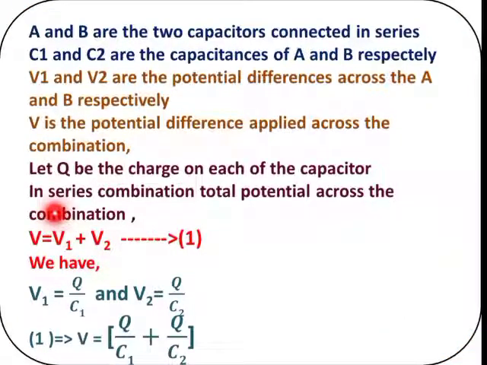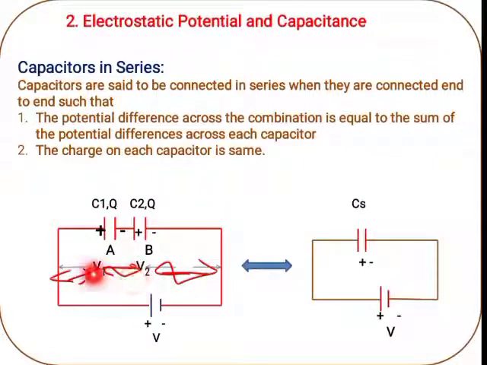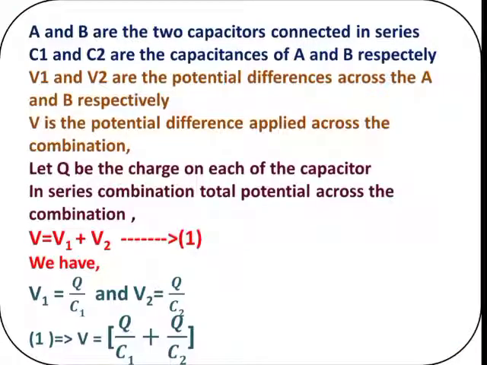Then in series combination, total potential across the combination means V is equal to V1 plus V2. We have to add these two potentials to get the total potential. So V1 plus V2, call it equation number 1. According to our convenience, we have to give a number to the equation. So V is equal to V1 plus V2.